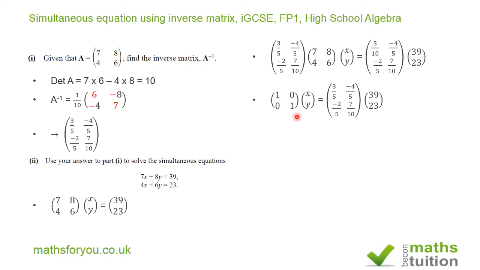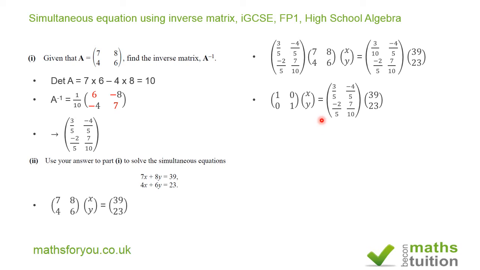Now you can imagine this as multiplying 1 times 6. 1 times 6 is 6. So if you multiply a matrix by the unit matrix, you end up with the original matrix. So multiplying 1 0 0 1 by x y will give you x y. So that will disappear.